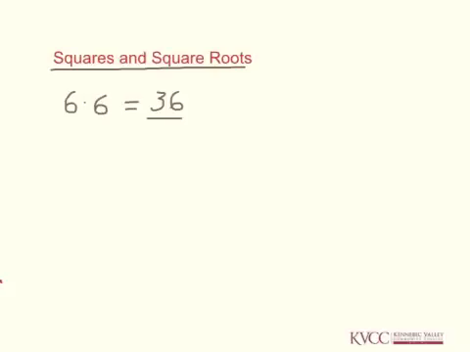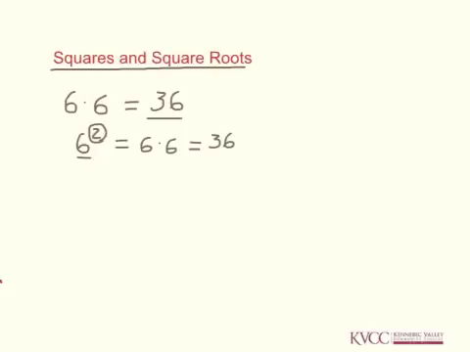Another way to write 6 squared is to write it as a power. 6 to the second power, which we also read as 6 squared, would mean to take the base 6 and use it as a factor twice, in other words, multiply it by itself, since the exponent is 2, again resulting in a product of 36.